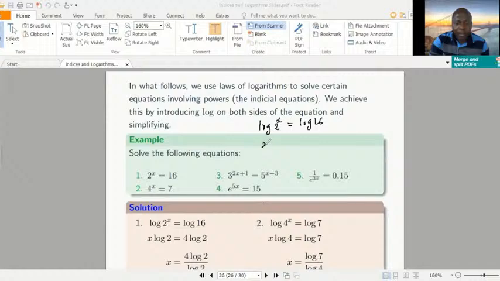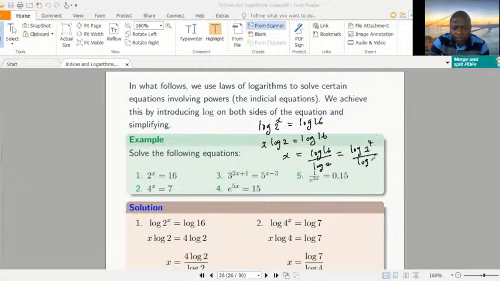And then x log of 2 is log of 16. And then x is log of 16 divided by log of 2. You can use your calculator, but I do not want to do that because I know that 16 is the same as 2 raised to 4. So this is 4 log of 2 over log of 2, and this can cancel to leave me with 4.